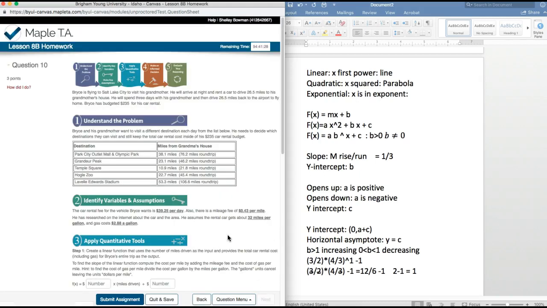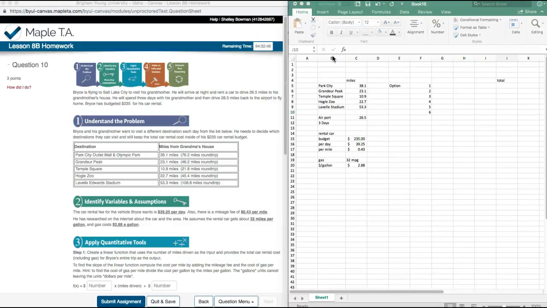Okay, question number 10. Oh, I'm going to come back to that in just a second. Okay, I just had to get a couple of things set up over here in Excel just to make things go faster. It's dramatically faster if you just use Excel on this one.